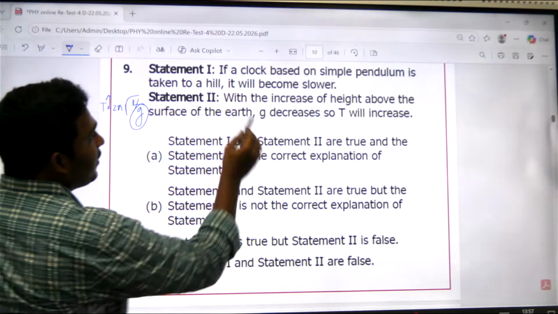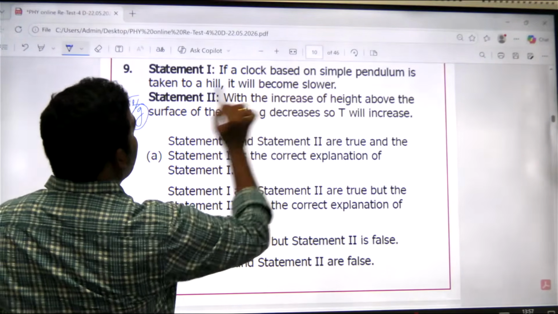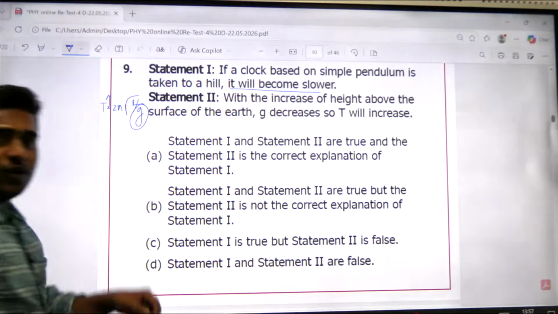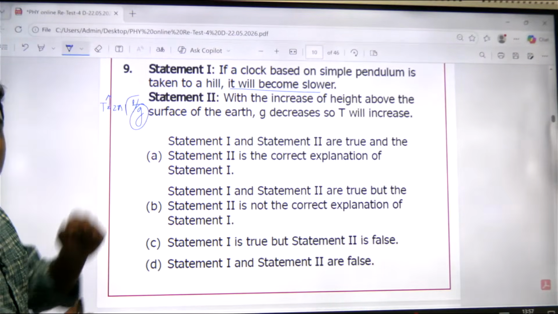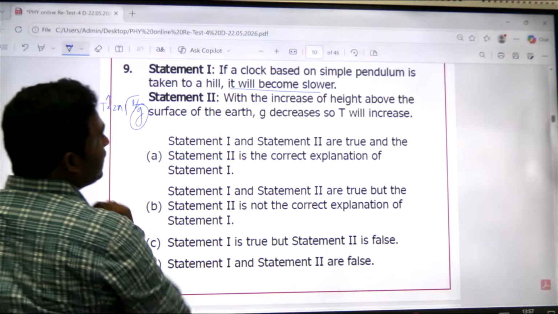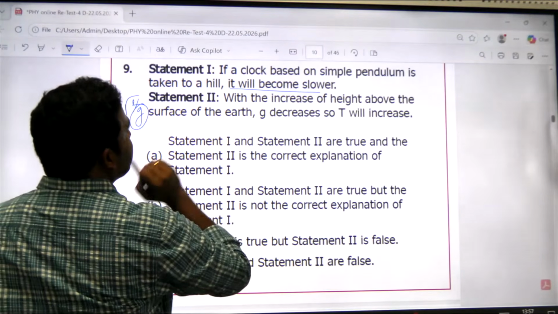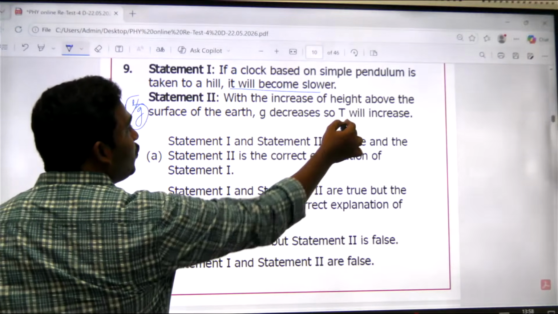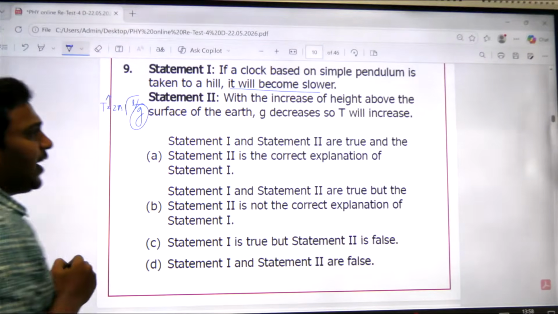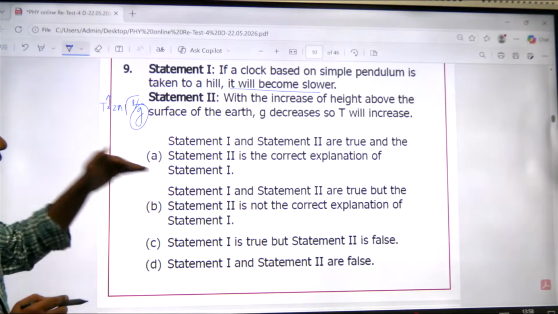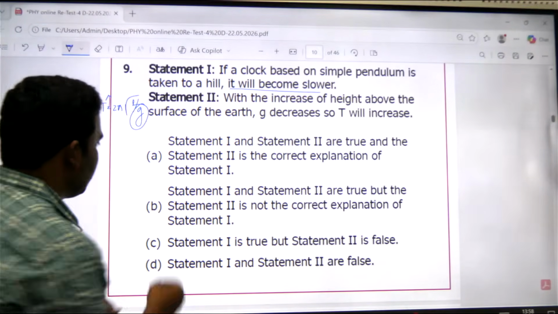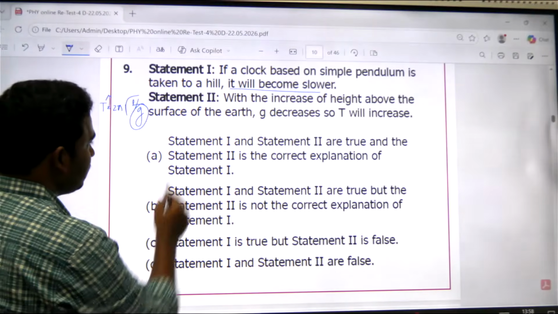So can I simply say that if you are going onto the hill, it will become slower? Yes. If your time period is increasing, the oscillations will be slower. Right? First statement is correct. Statement 2: with the increase in the height above the surface of the earth, g decreases, so T will increase. Right? So statement 1 and statement 2 are both right, and statement 2 is the correct explanation for statement 1. So it is option A.